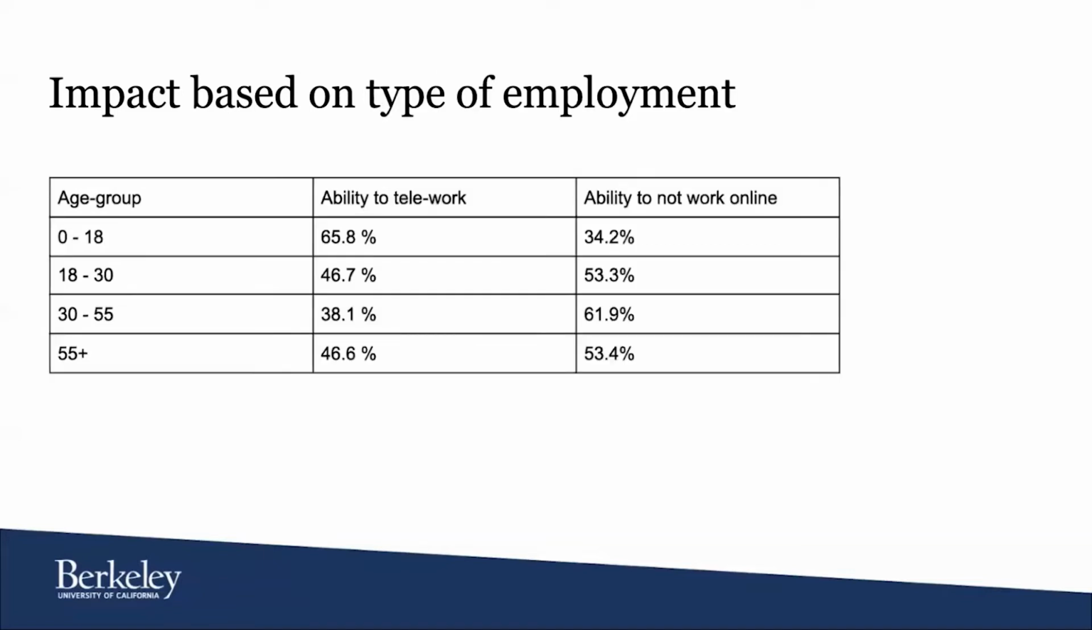Then we have the type of employment, where as the inability of members of an age group to work online increases, we would want to vaccinate that age group more. So for instance, the 30 to 55 age group has the highest proportion of people who would not be able to work online, and hence getting them vaccinated first would make more sense.